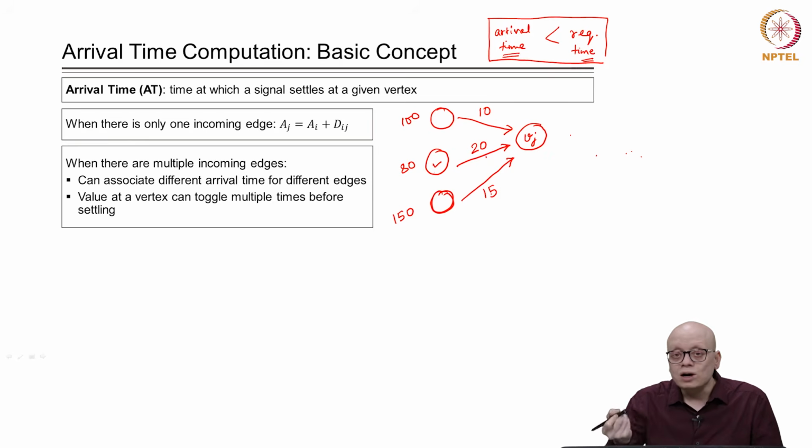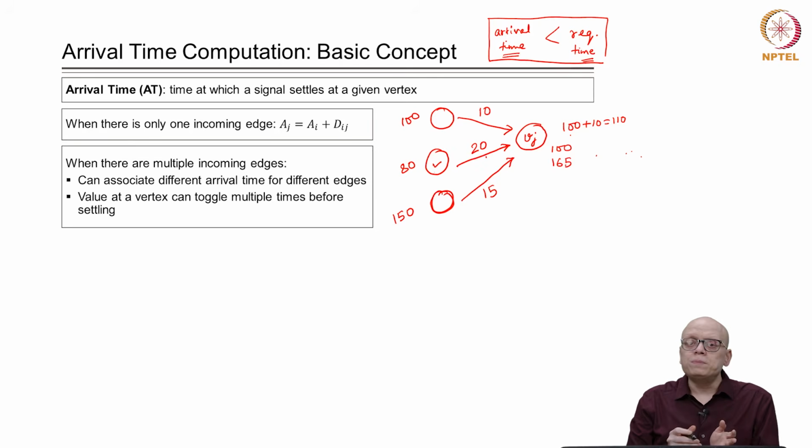So, at what time will the signal arrive from each of the edges? For the first vertex, the signal will arrive at Vj at 100 plus 10, that is 110 time units. Now, for the other vertex the signal will arrive at 80 plus 20, that is 100, and for the third the signal will arrive at 150 plus 50, that is 200.